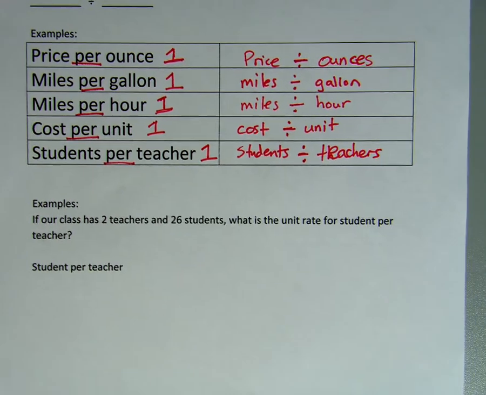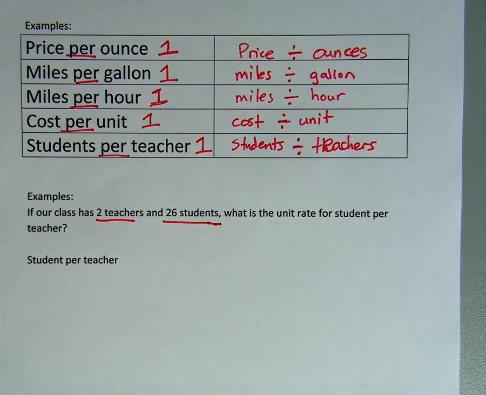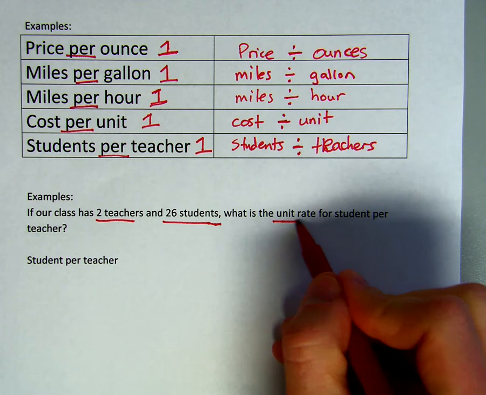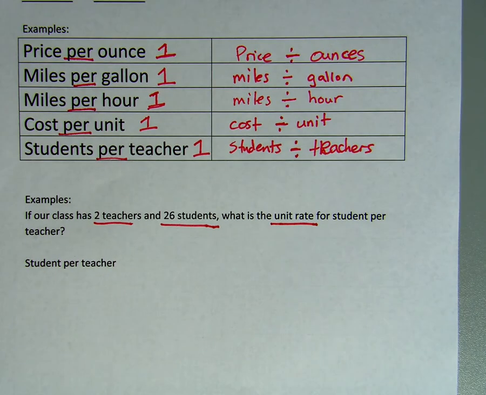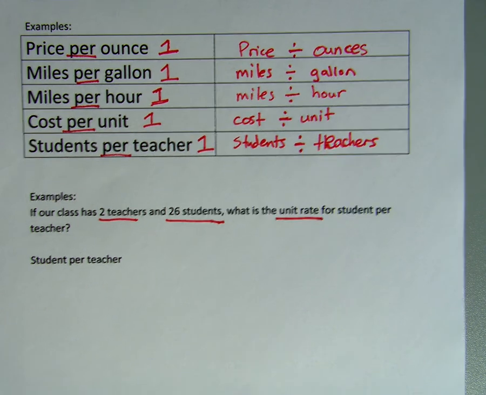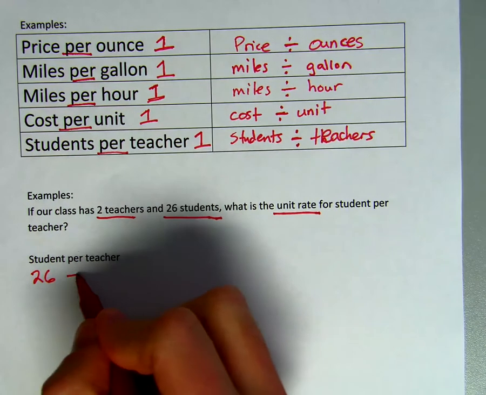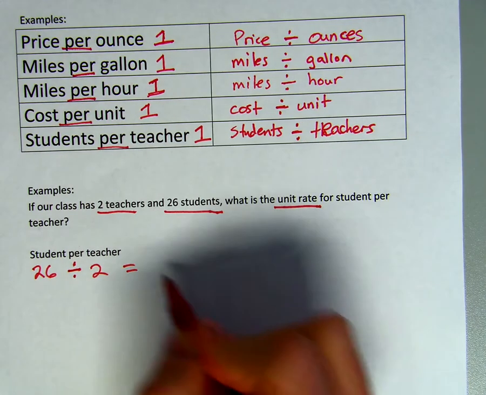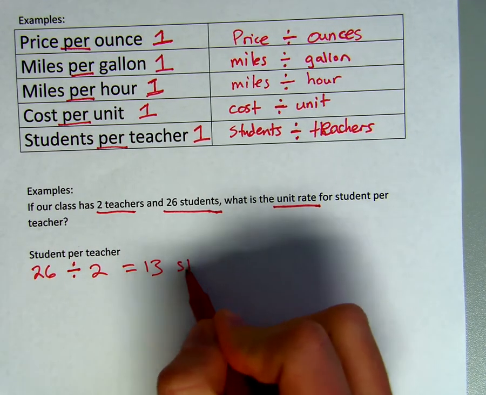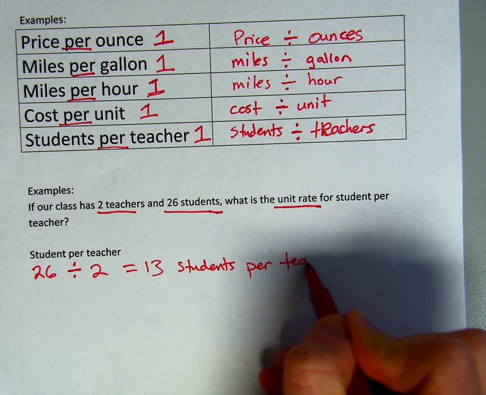So an example of this: if our class has 2 teachers and 26 students, what is the unit rate for students per teacher? It's asking me for the unit rate, so I need to make sure I figure out per 1 teacher, how many students do I have? So if I have 26 students divided by 2 teachers, I find out that I would get 13 students per teacher.